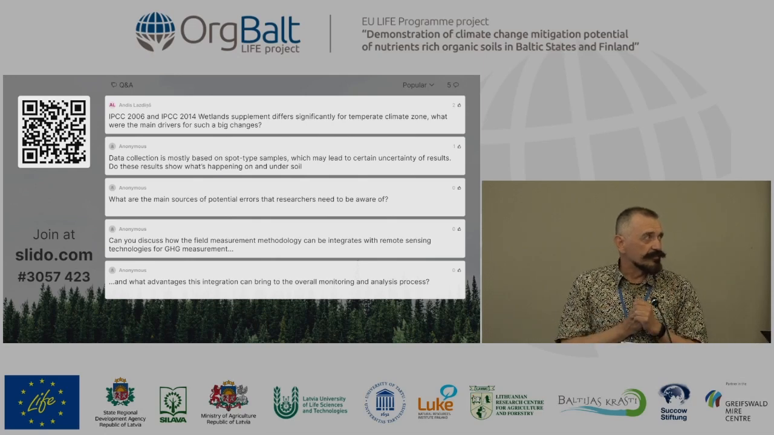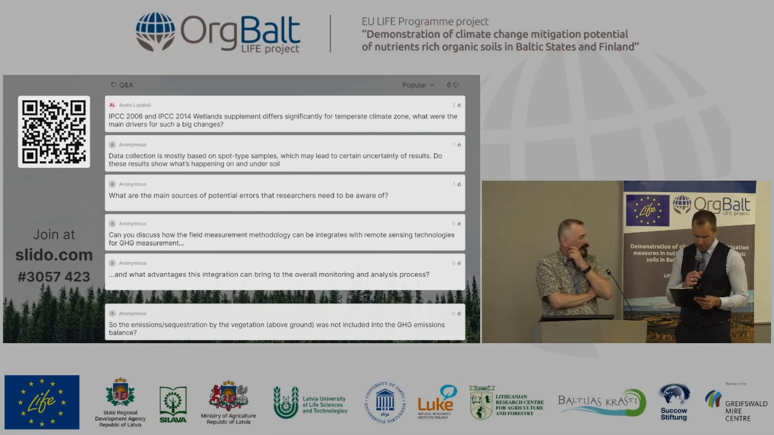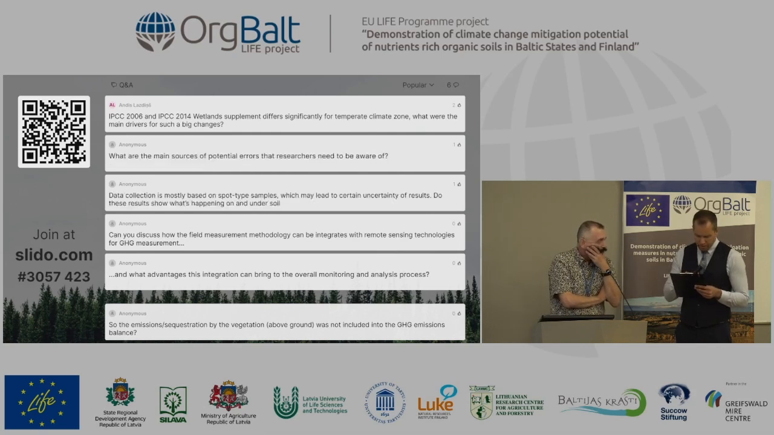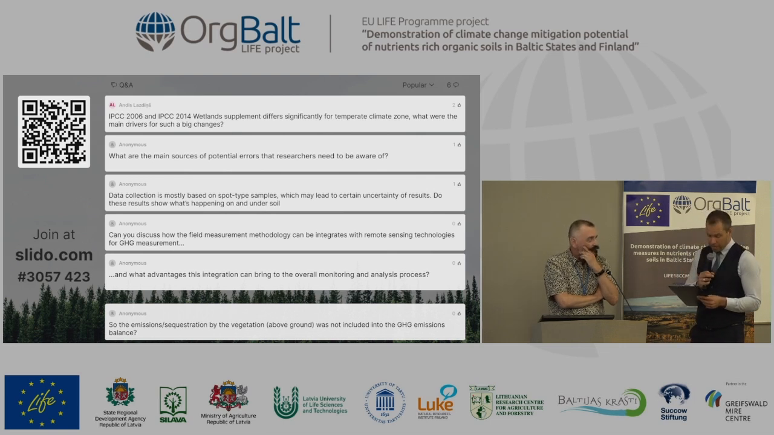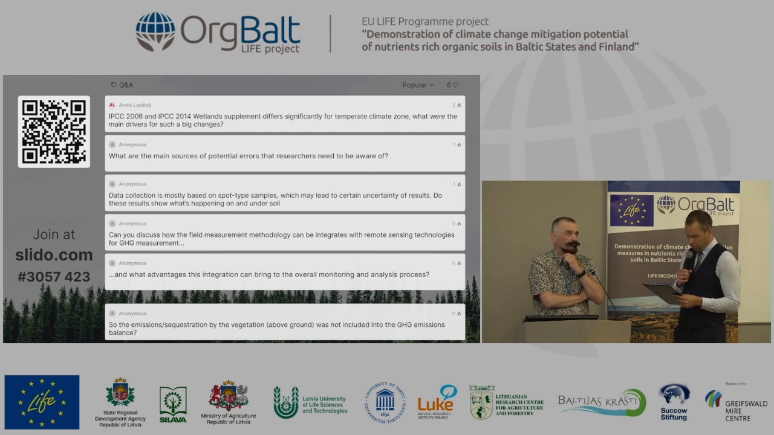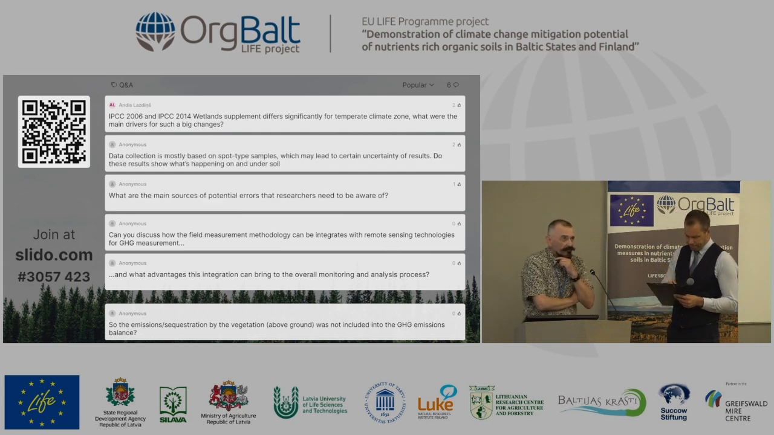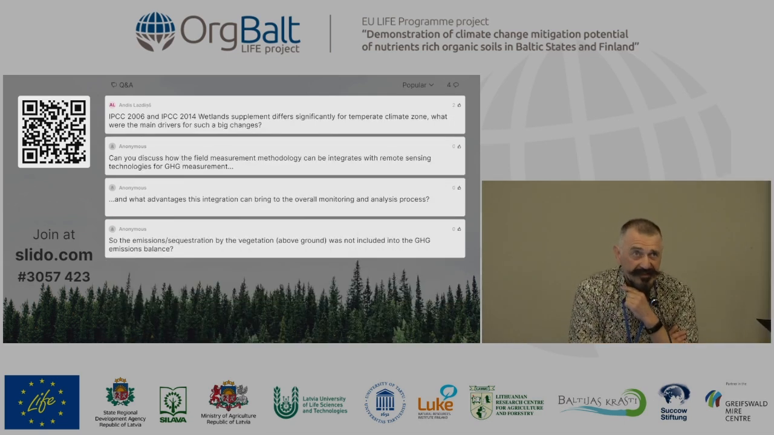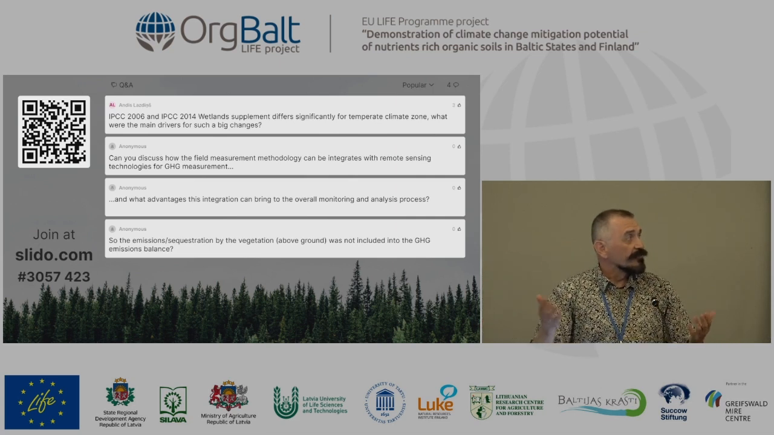So that's one challenge. We have a few questions about potential errors in this field of science. For example, data collection is mostly based on spot type samples, obviously. That may lead to uncertainty of results. How do you comment on this, and how do you avoid this affecting the results? Okay, you have to have reasonable, representative size plots where you measure, which reflect the vegetation type or the conditions on the site in a proper way.